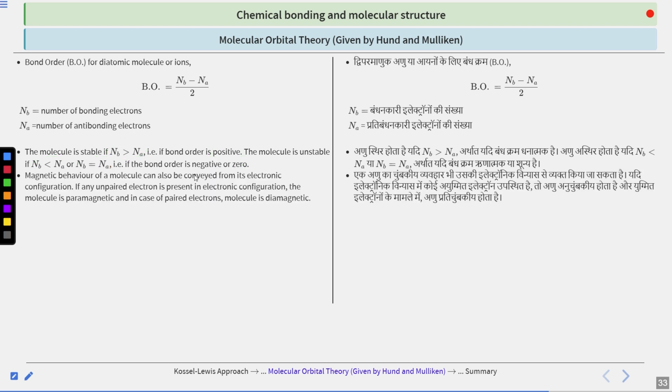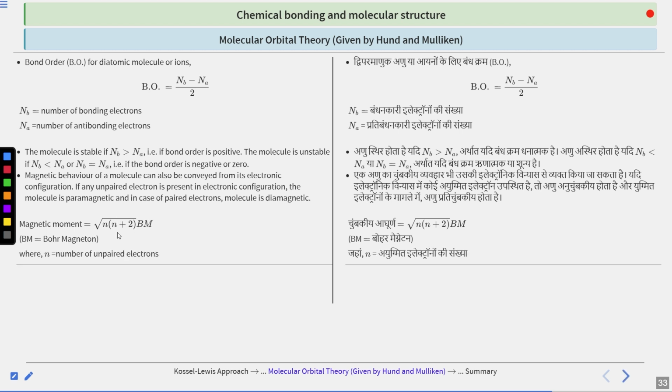Okay. Now the magnetic behavior of a molecule can also be explained. This is the most important thing. So if you see that upon the filling of a molecular orbital you get an unpaired electron, then it will be paramagnetic. If you don't see one, then it is diamagnetic. The formula is root of n(n+2) Bohr magneton, where n is the number of unpaired electrons. Okay.